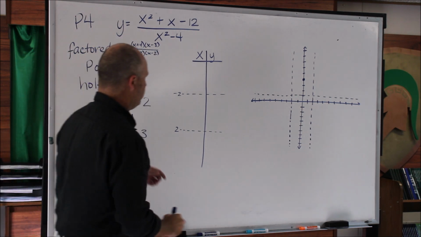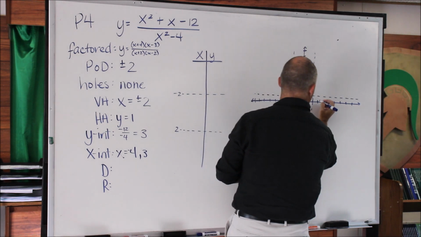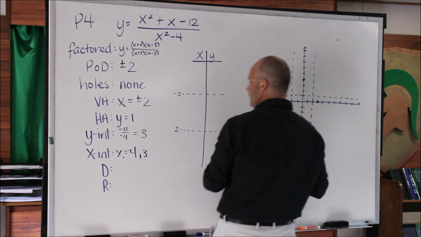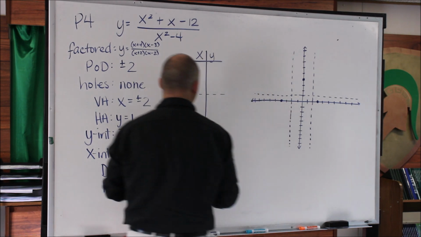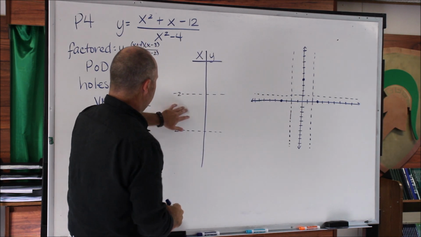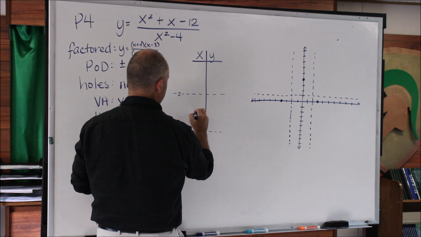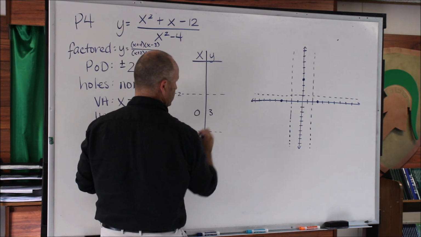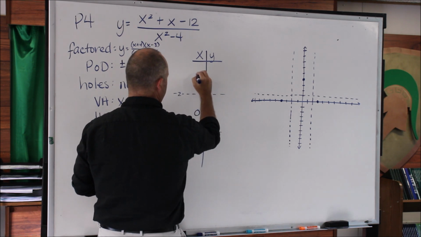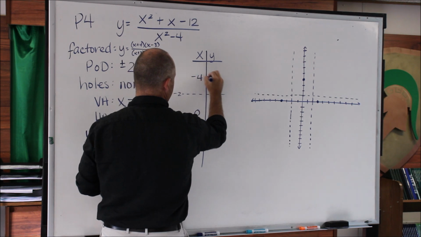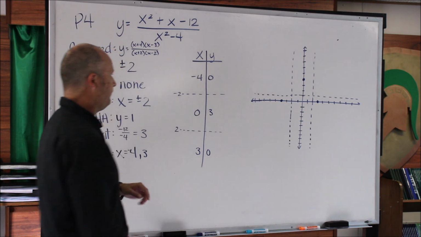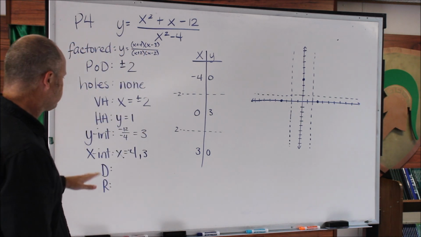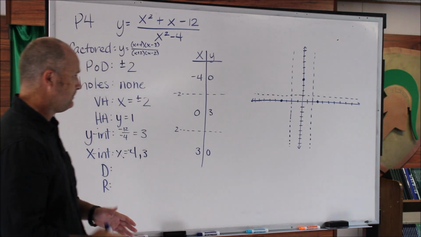So I can go over here and I can put in an x-intercept at 3 and an x-intercept at negative 4. I can also go through here and I can say that I've got 0, 3, and I've got negative 4, 0, and I've got 3, 0. So I've already filled in some of the things on my chart just by finding this information.